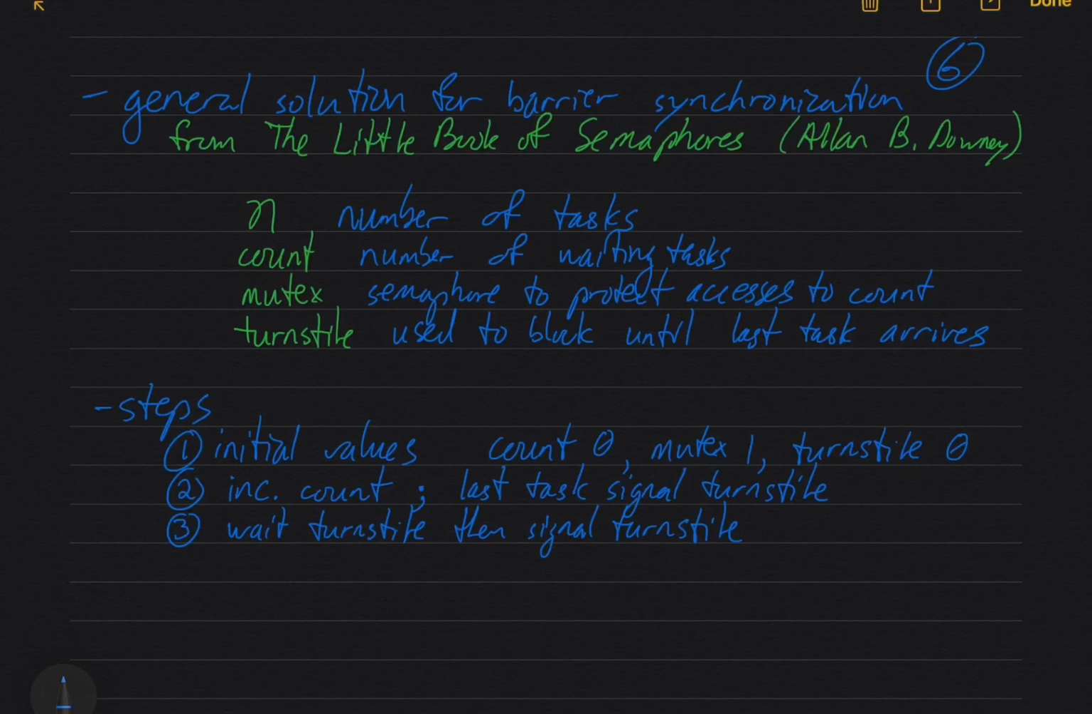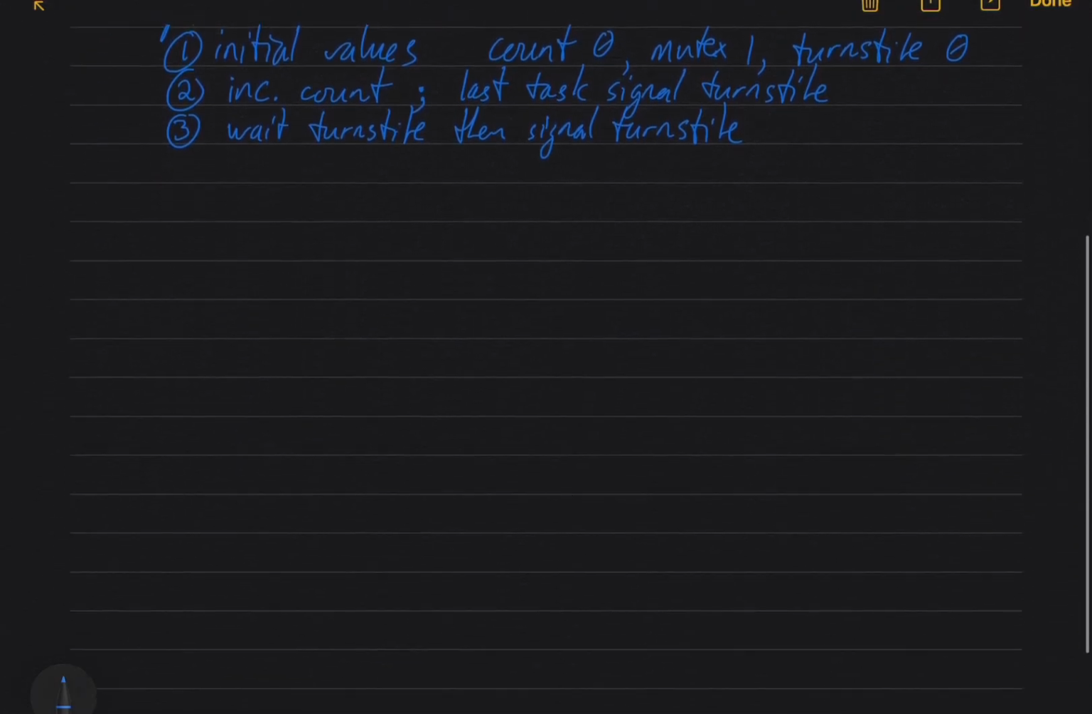That's going to unblock one of the tasks that had been waiting on the turnstile. When they unblock, they will then signal the turnstile, which will unblock another waiting task. And so you'll have this kind of chain reaction of one task unblocking, signaling another task, and unblocking them, and so on. And that's where the turnstile name comes from. So let's outline the pseudocode here.